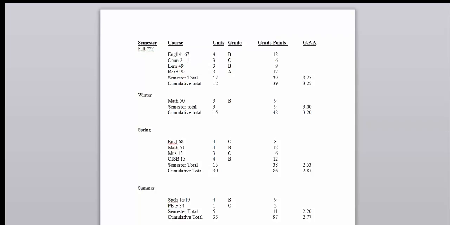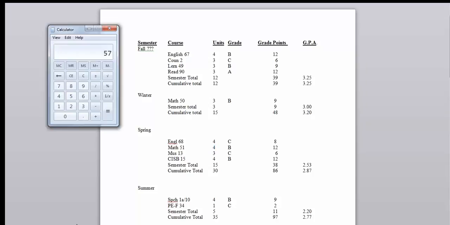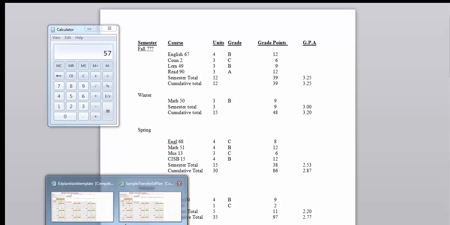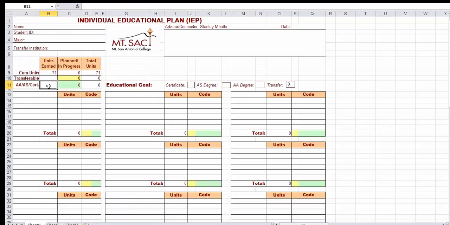English 67 does not apply, so take out 4 units. 4 plus Round 49, 3, that's 7 so far. 7 do not apply. Math 50 does not apply to the degree, so that's 10. 10 plus 4 of Math 51, 14. So I take 14 units out of 71. 71 minus 14, that should leave me with 57 units applicable to my associate degree. So I'm going to have 57 units.